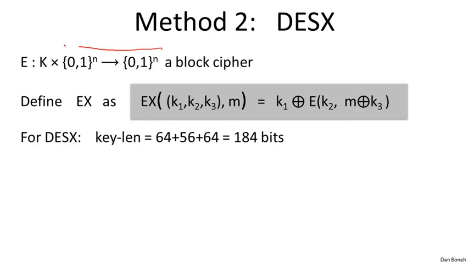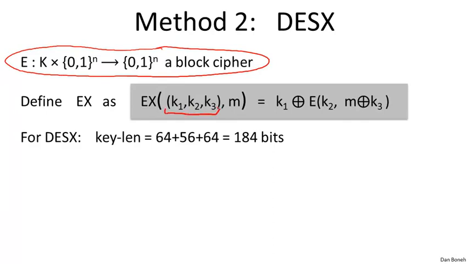So let E be a block cipher that operates on n-bit blocks. We're going to define the EX construction, and for DES we're going to get DESX to be the following. So we use 3 keys, K1, K2, K3, and then basically before encryption we XOR with K3, then we encrypt using K2, and then after encryption we XOR with K1. That's it. That's the whole construction. So basically, you notice it doesn't slow the block cipher much because all we did is we applied the cipher plus 2 additional XORs, which are super fast.